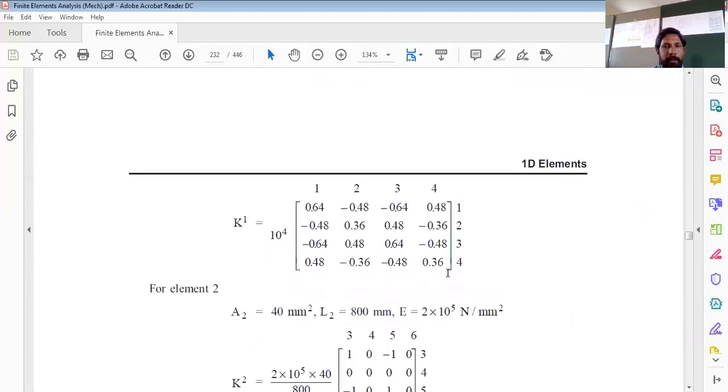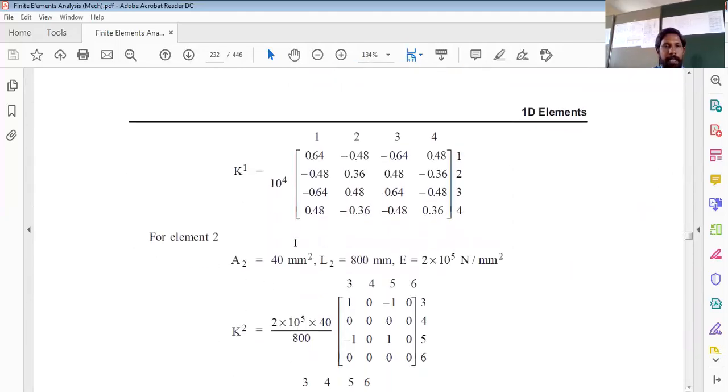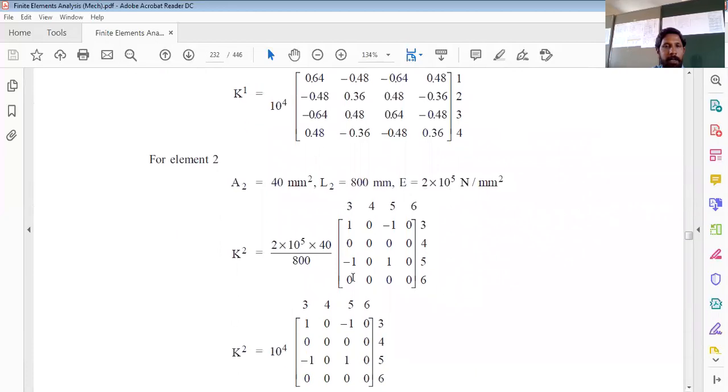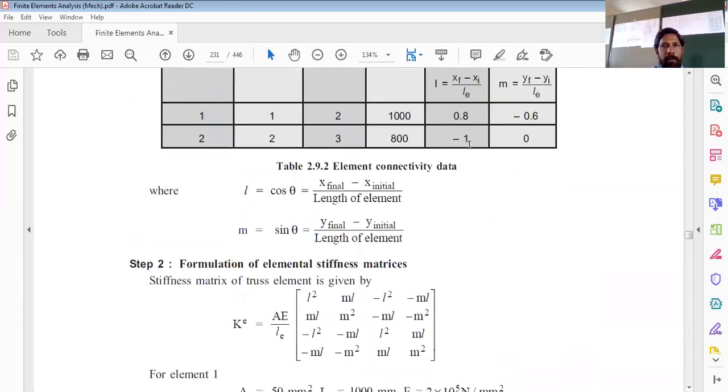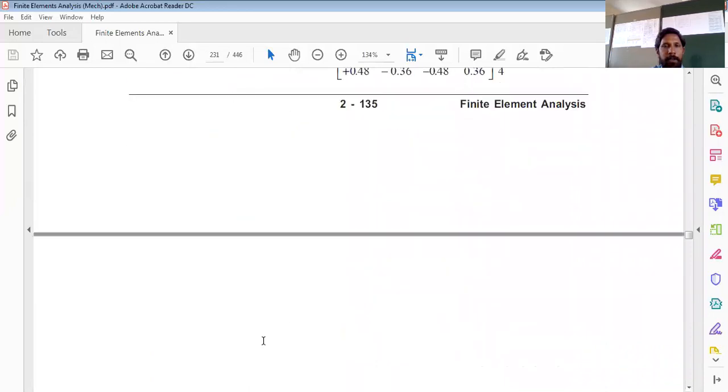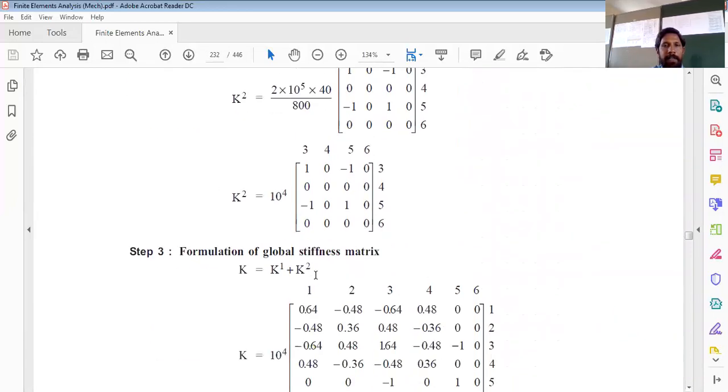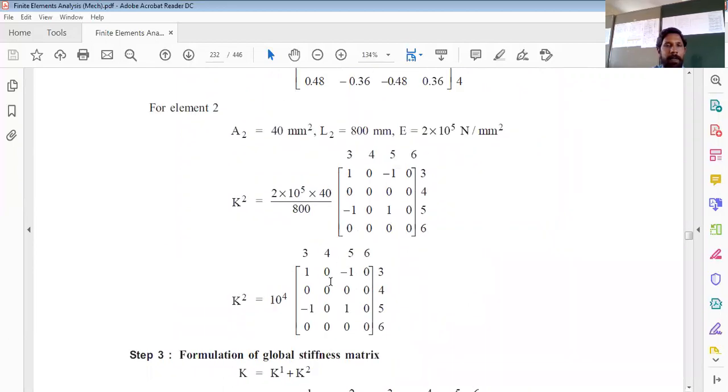For element 2 also, you have to write the area, length and Young's modulus. Then substitute the values of A2, L2 and E, and also the L and M values, that is the direction cosines. For element 2, they are minus 1 and 0. If you substitute here, definitely you will get a matrix of this type. And element 2 is connected between node 2 and 3.